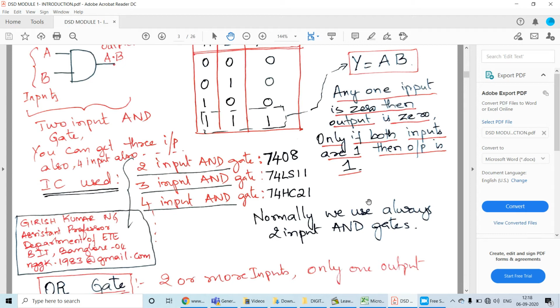So which is the 3 input AND gate? The 3 input AND gate is 74LS11. Similarly, we have the 4 input AND gate 74HC21 and so on. Anyway, in the lab we have only the 2 input AND gate, so we will be using 7408 in the lab. 7408 is the IC which we will be using in the lab. So keep this IC number in mind. 7408 is for the 2 input AND gate.